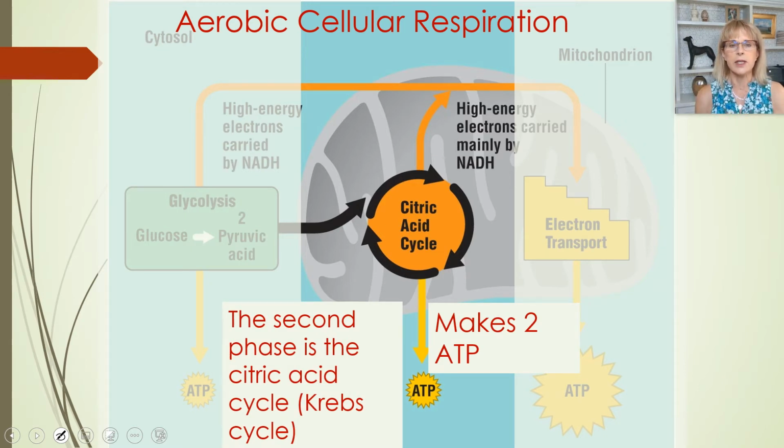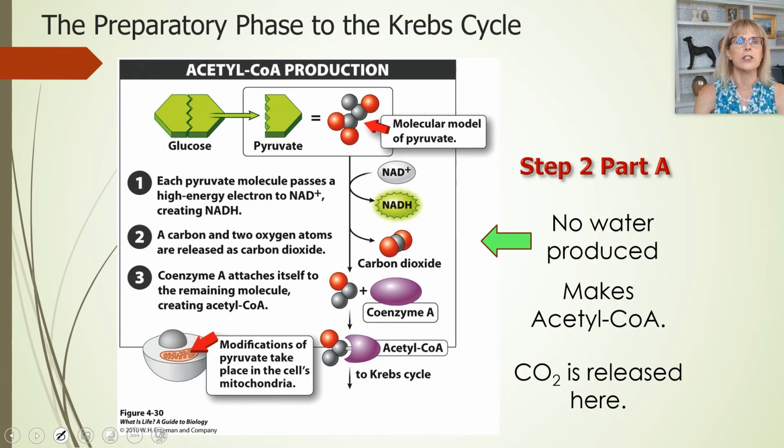Now, the second step is the citric acid cycle, which is also known as the Krebs cycle. The citric acid cycle doesn't make very much ATP. It does make a lot of NADH and some FADH. So the strength of the citric acid cycle is not that it makes ATP, but it does make molecules that are going to power the third step. So this is the second stage. The second stage has got two substages.